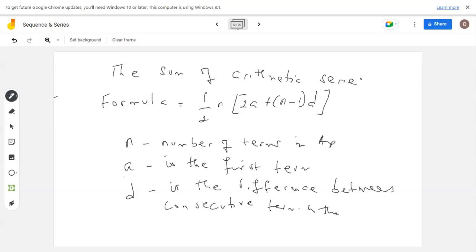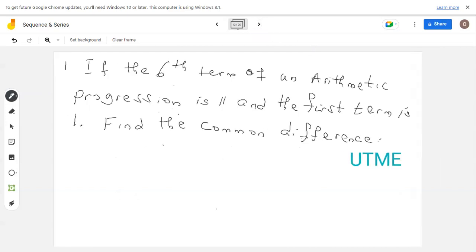In the sequence. So we now go to the next slide. Let's consider this question. If the sixth term of an arithmetic progression is 11 and the first term is 1, find the common difference. In solving this problem, we know that the sixth term is A plus 5D is equal to 11. Then the first term is given as 1, that is A, so substitute 1 for A, that is 1 plus 5D is equal to 11.